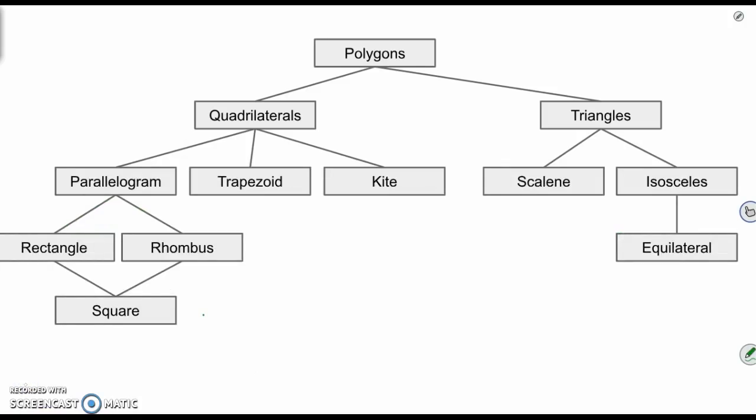The polygons that we reviewed today are quadrilaterals and triangles. A quadrilateral can be a parallelogram, which is also a rectangle, rhombus, and square. Quadrilaterals can be trapezoids or kites. Triangles can be scalene, isosceles, or equilateral. This is your review of two-dimensional figures.